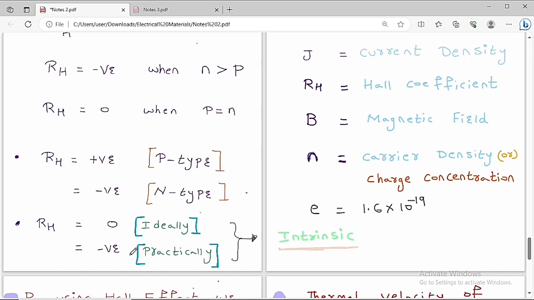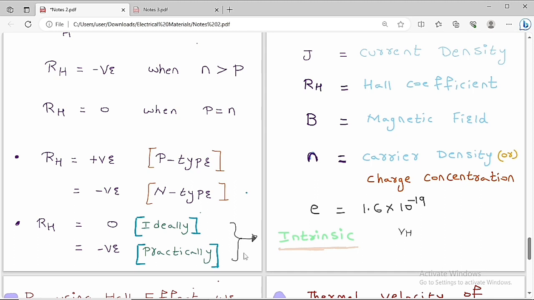So whenever the questions ask what is the Hall coefficient of the intrinsic semiconductor, always go for the practical value, which is negative. Okay? Always go for the practical value which is negative. Don't go for the ideal value. So finally, always remember these things. These are the final tips I try to tell you.